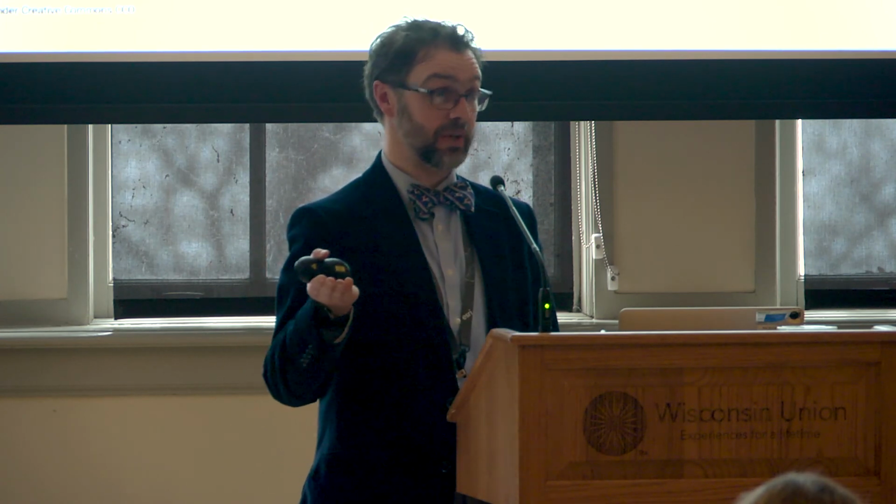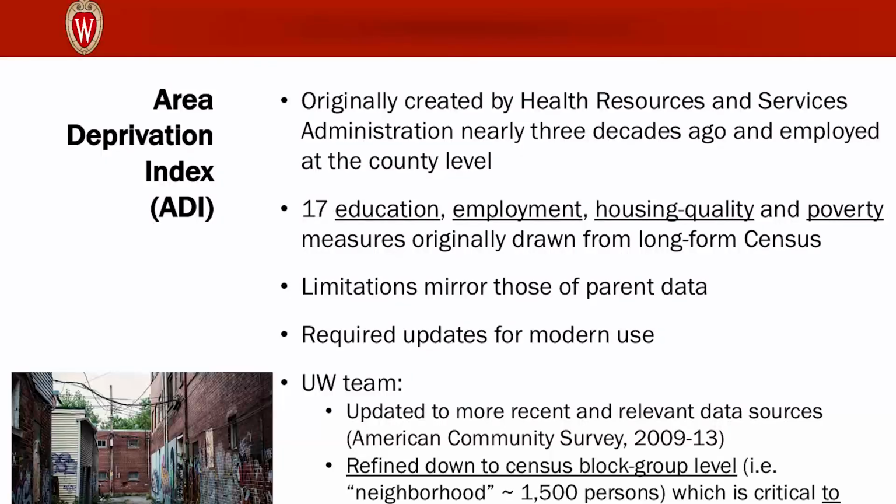This was originally constructed by HRSA. Gopal Singh constructed this. He's published a few papers. And it incorporates 17 different measures, all drawn from the US Census. Of course, everybody here knows about the census, right? I don't even have to explain that one, which is fun. But education, employment, housing quality, poverty variables are all pulled together into this. And obviously, limitations mirror that of the census.